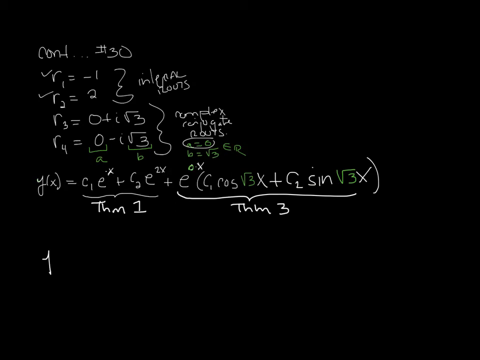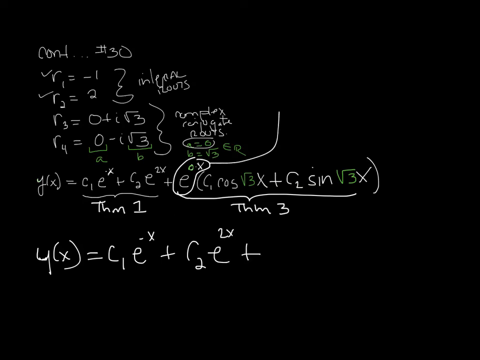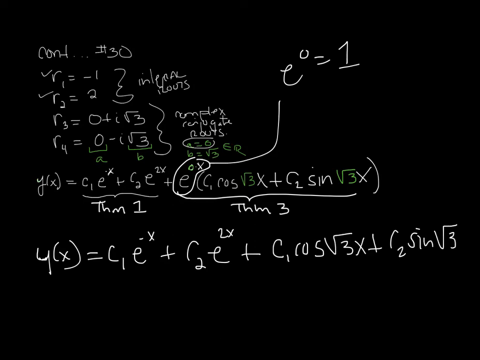We can just simplify this a little bit. Okay, so c1 e to the negative x plus c2 e to the 2x plus, and this guy, well, that's just e to the 0, which is 1. So we just have c1 cosine of radical 3x plus c2 sine of radical 3x. And the book actually writes your radical 3x as x radical 3, which is completely fine.